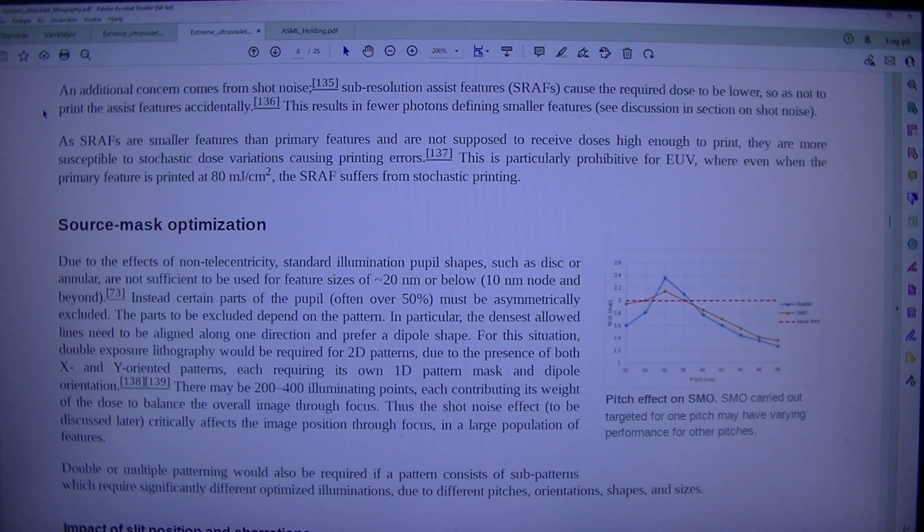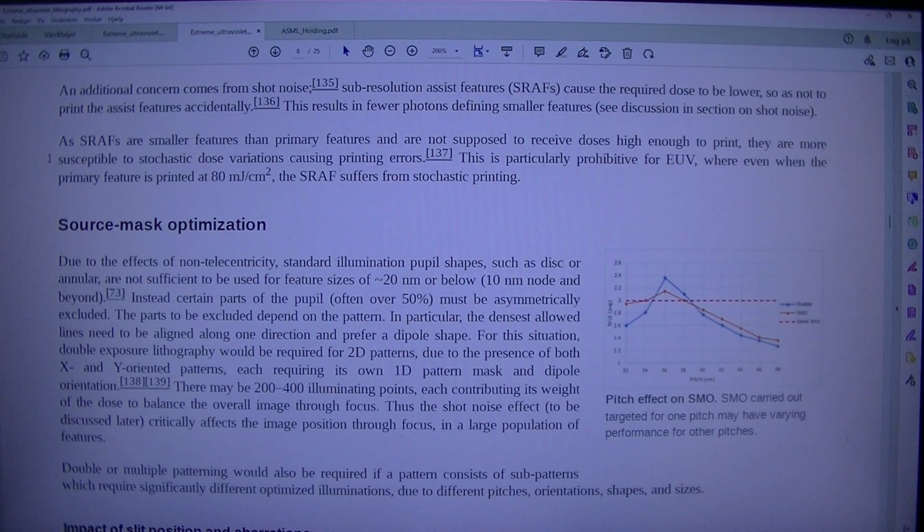This results in fewer photons defining smaller features, see discussion in section on shot noise. As SRAFs are smaller features than primary features and are not supposed to receive doses high enough to print, they are more susceptible to stochastic dose variations, causing printing errors. This is particularly prohibitive for EUV, where even when the primary feature is printed at 80 mJ/cm2, the SRAF suffers from stochastic printing.